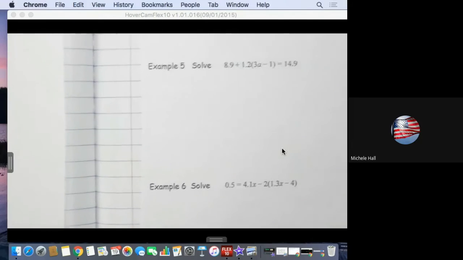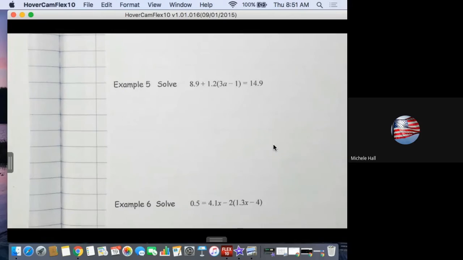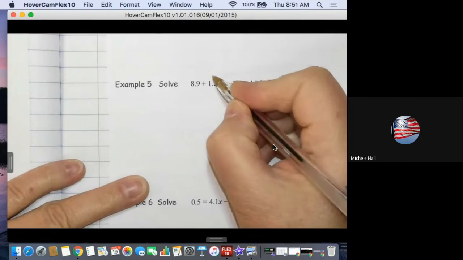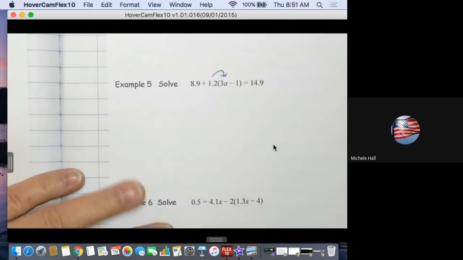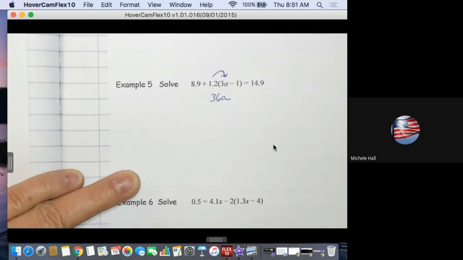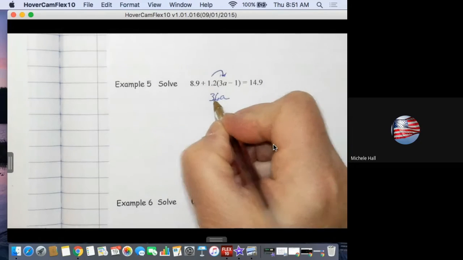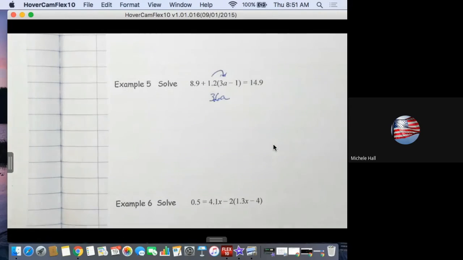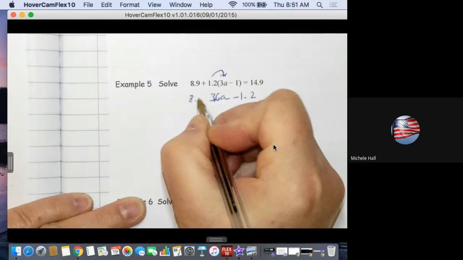All right, let's do one that has decimals. And again, the first thing that I need to do is distribute. Get rid of those parentheses. So 1.2 times 3a, I can just think about 12 times 3. 12 times 3a is 36a, but then I need to adjust for the decimal place. How many decimal places do I need in my answer? When I do 1.2 times 3, how many decimal places do I need? I need 1, so that's 3.6. And then 1.2 times negative 1 is negative 1.2. And I bring down my 8.9.